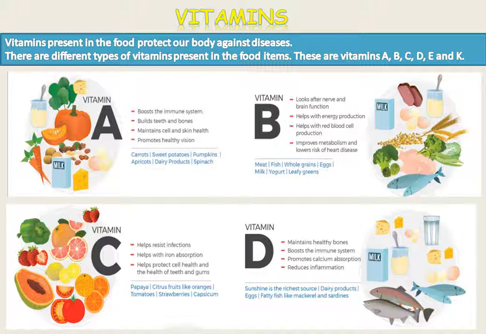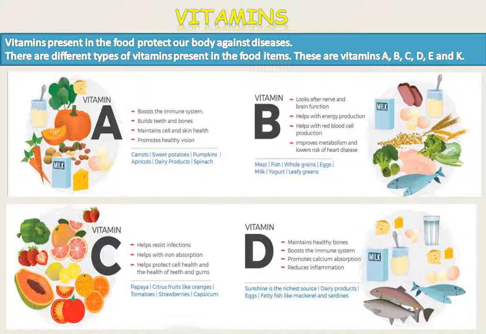Let's talk about vitamin A first. This vitamin will boost the immune system. Also, it builds teeth and bones, and maintains cell and skin health. It promotes healthy vision. So, it is very helpful in these 4 perspectives: for vision, then for skin health, teeth and bones, and also for the immune system.